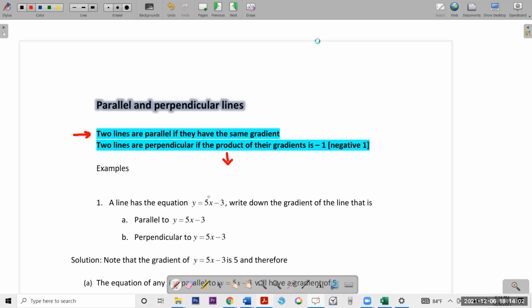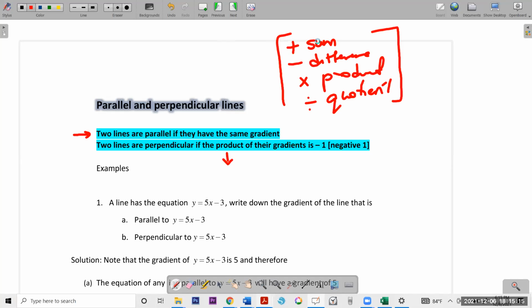So these are two more important things. When we have two lines that are perpendicular, what does product mean again? Which operation represents product? So the product of two things, what are we talking about? Addition?